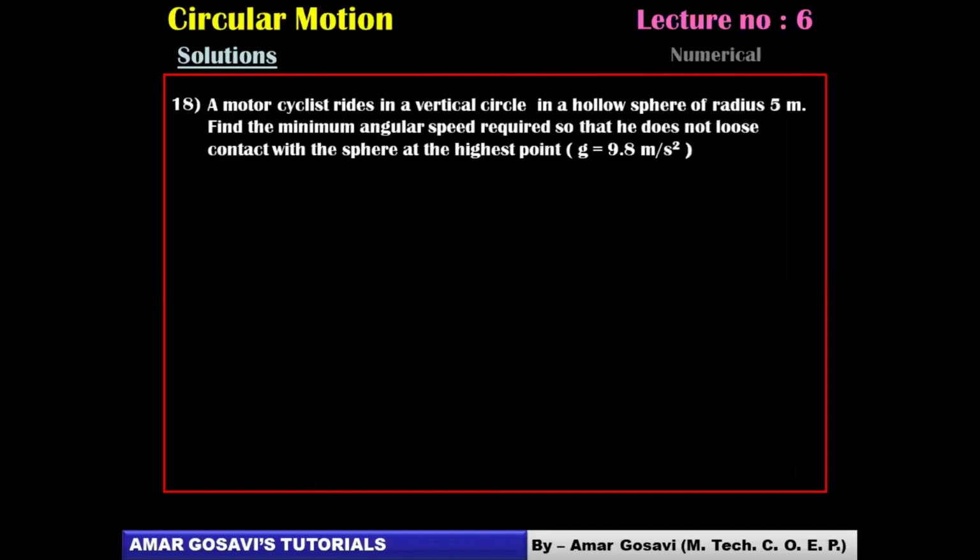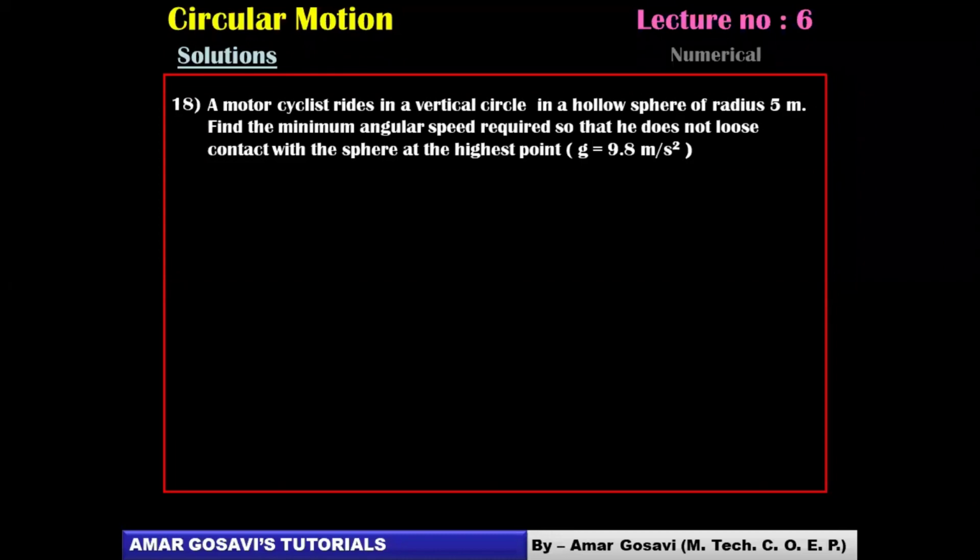Here comes an interesting question. In your textbooks also they have mentioned this. A motorcyclist riding in a vertical circle in a hollow sphere, which we also call a death sphere. Normally it happens during circus shows and all this stuff. The motorcyclist is moving in a vertical circle in a hollow sphere of radius 5 meter.